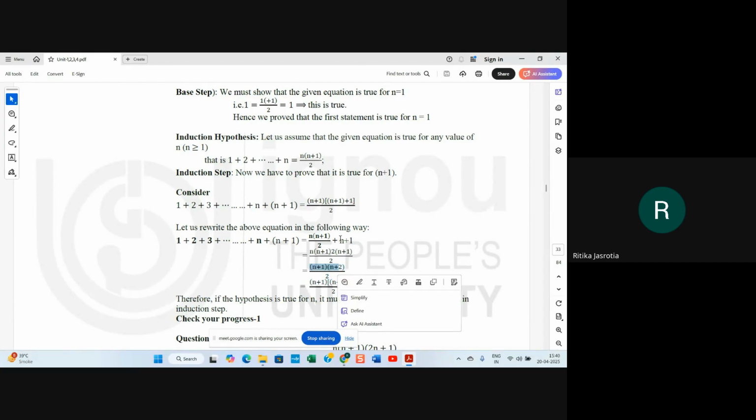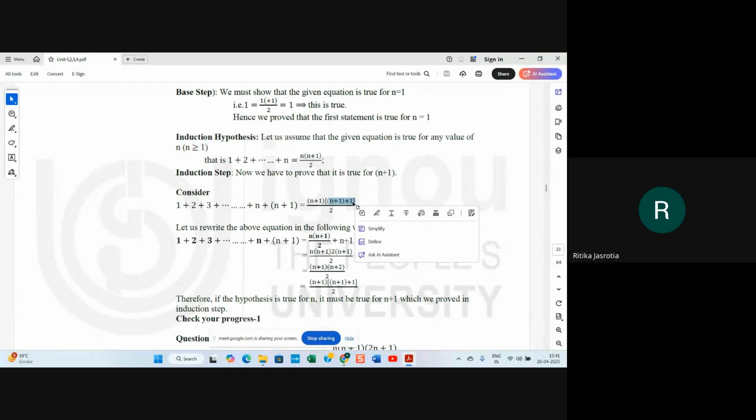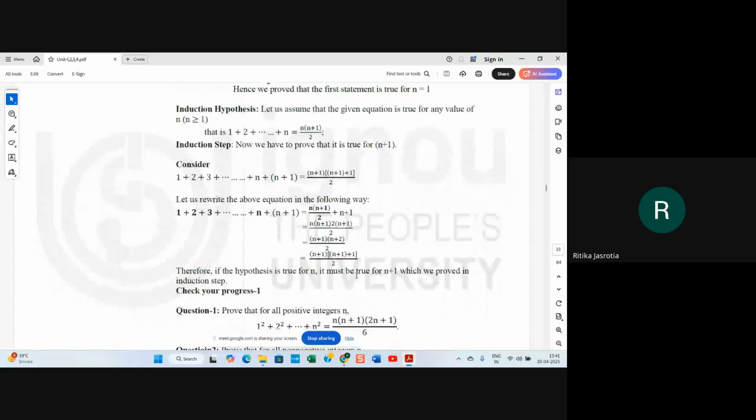Rather than doing this, what you do is n plus 1, and there is a square bracket, and inside the square bracket you have n plus 1 plus 1. So you open this bracket n plus 1, and you add plus 1 here, so it will become n plus 2, right? So your equation will come out to be n plus 1 into n plus 2 divided by 2, right?